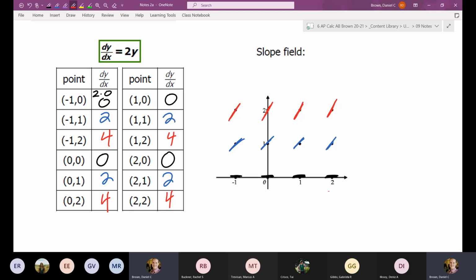So this dy/dx is equal to 2y. I do want to be clear about this derivative.